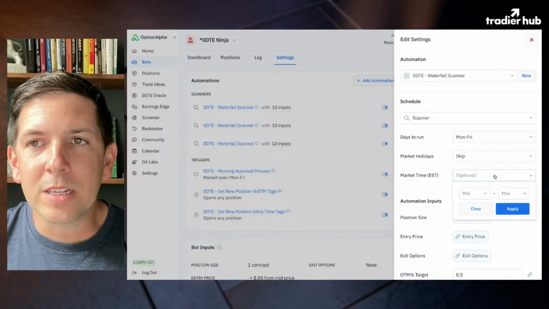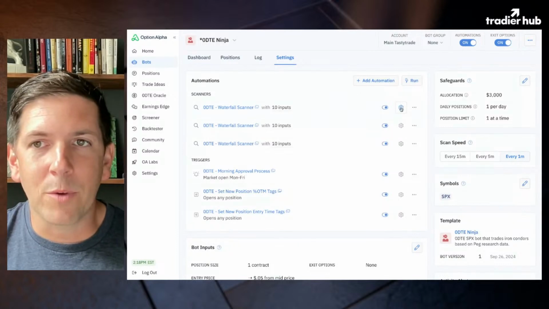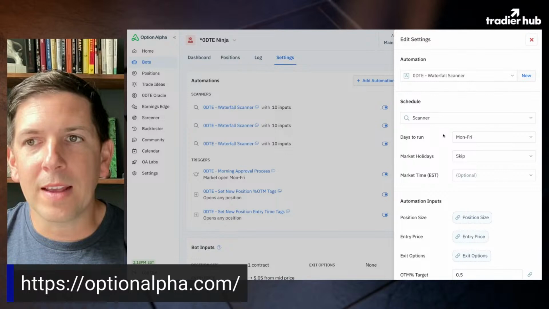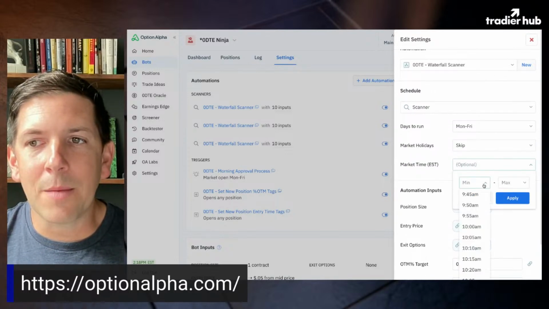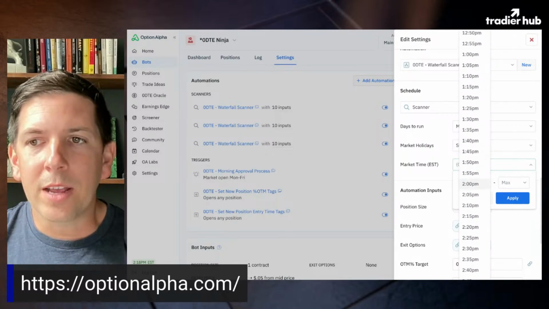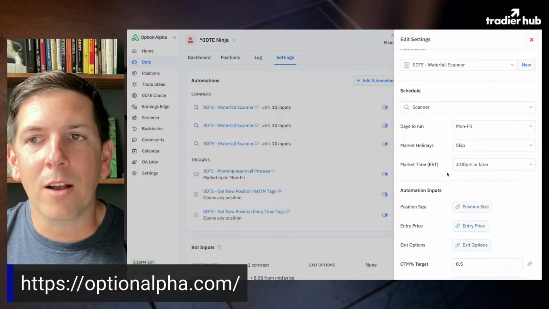But this one here, you can see inside of the scanner settings, if I go into any scanner automation that I'm running where I'm scanning for market opportunities, telling the bot to go through things, I can go over here to market time and set my scanner to run at predefined times. So I can say, all right, this scanner is not even allowed to run until 3 o'clock or later.